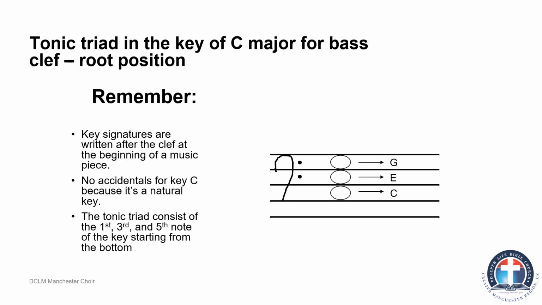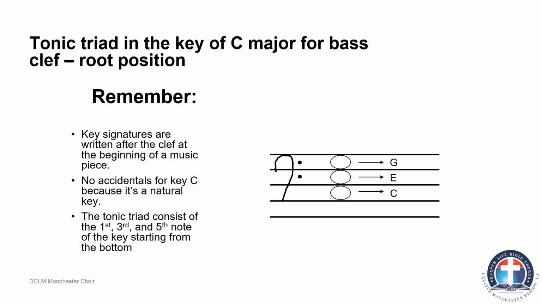So remember again that key signatures are written after the clef at the beginning of a music piece, and no accidentals for key C because it has no sharps and no flats. It's a natural key. And one more thing to remember: the tonic triad consists of the first, the third, and the fifth note of the key. That's what a tonic triad consists of, starting from the bottom.